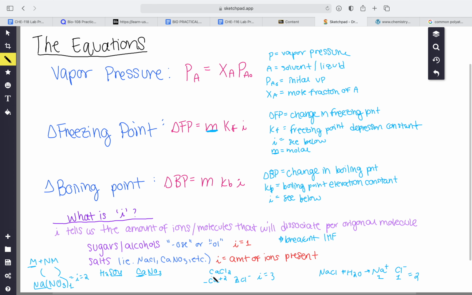Another easy way to do it is just count the subscripts. So for instance, with this one, you would just count 1 plus 1 is equal to 2. CaCl2, you could just say 1 plus 2 is equal to 3. Or you could break it down into the ions and count them that way. You're both basically doing the same thing there.